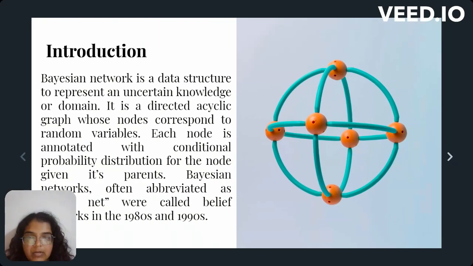Introduction. A Bayesian network is a data structure to represent uncertain knowledge or domain. It is a directed acyclic graph whose nodes correspond to random variables. Each node is annotated with a conditional probability distribution for the node given its parents. Bayesian networks, often abbreviated as BayesNet, were called belief networks in the 1980s and 1990s.